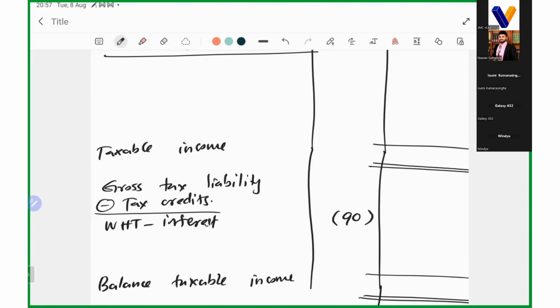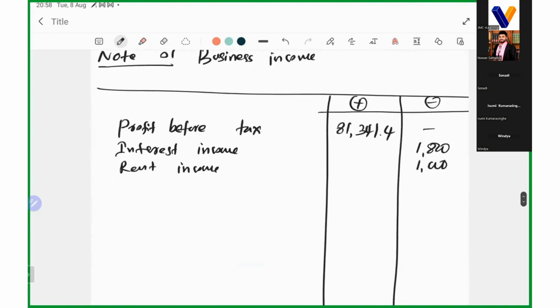Sir, can you please explain it once more? How was it 90, sir? 1,800 into 5%. Sir, can you show the working again? There is no working on that because they have given it, right? There is an interest income of 1,800. There is a separate adjustment given, you need to deduct it. They have deducted the relevant withholding tax.